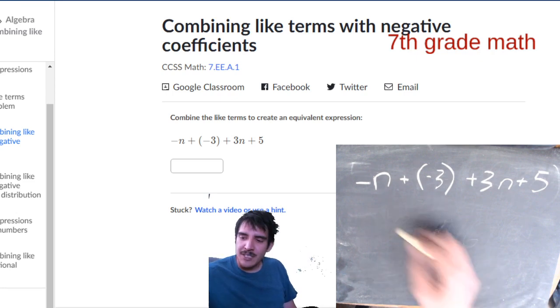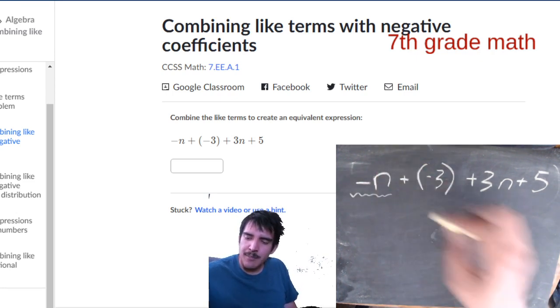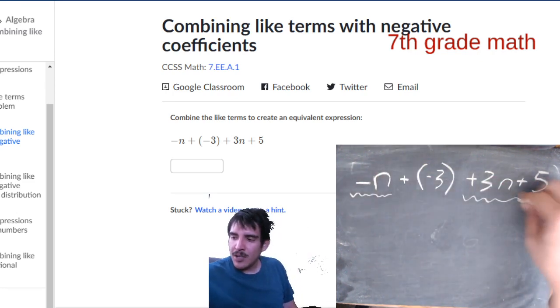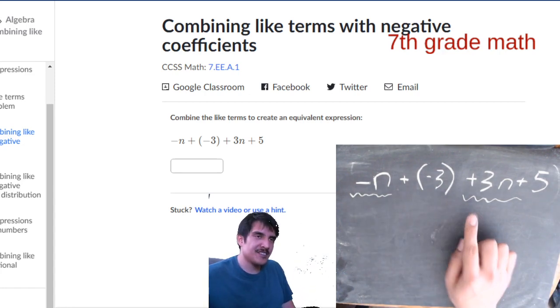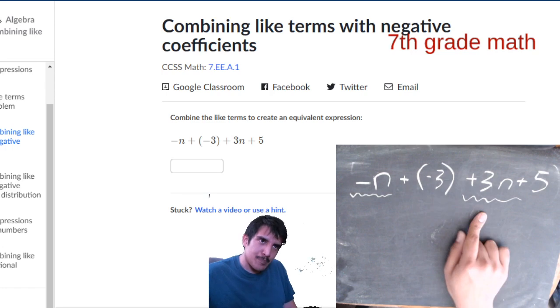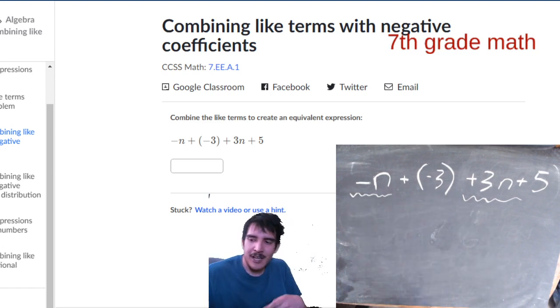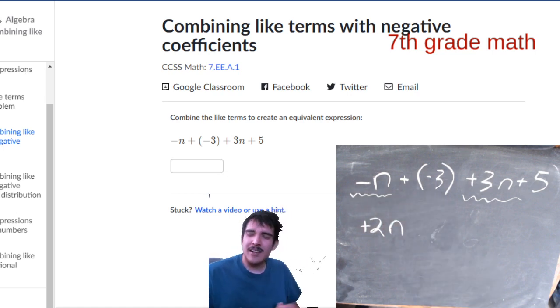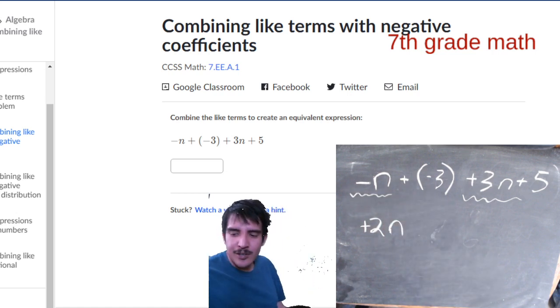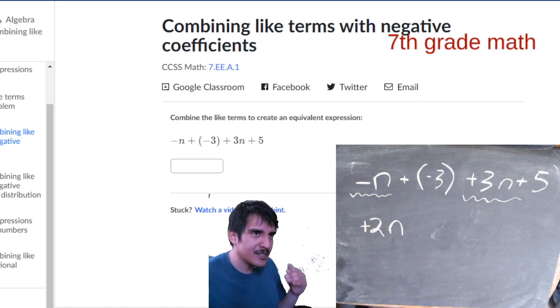The like terms, let's start with the variables. Minus 1n plus 3n. Sometimes what makes it easier is to, in your head, start with the bigger number. What's plus 3n minus 1n? That's just going to be a positive 2n. Okay? Or just 2n. You don't need that plus sign there. I just put it there so that you know it's positive.